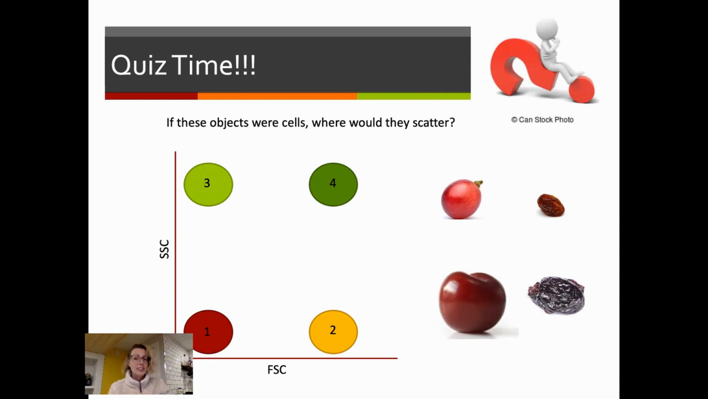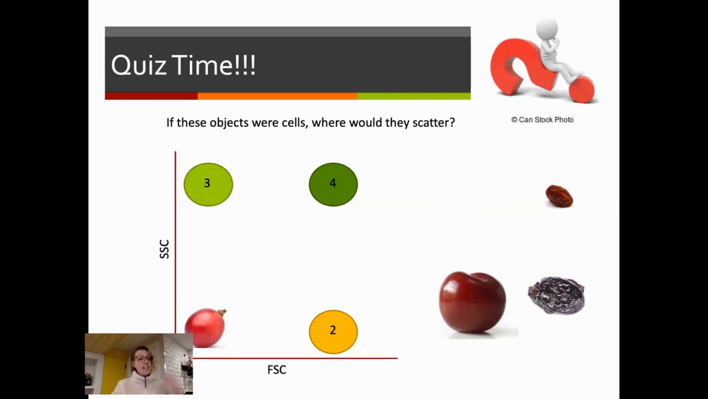Okay, so let's start with the grape. When we think of a grape, it's got a smaller size compared to a plum, right? So it's going to have a lower forward scatter. Now, if we think of the shape or smoothness of a grape, it has a fairly smooth, homogeneous surface, right? There's not really any dents. It's just a nice, soft, round fruit. So in this case, we'd probably also have a fairly low side scatter. So on our comparison model, our grape would end up somewhere over there. Low forward scatter, low side scatter.